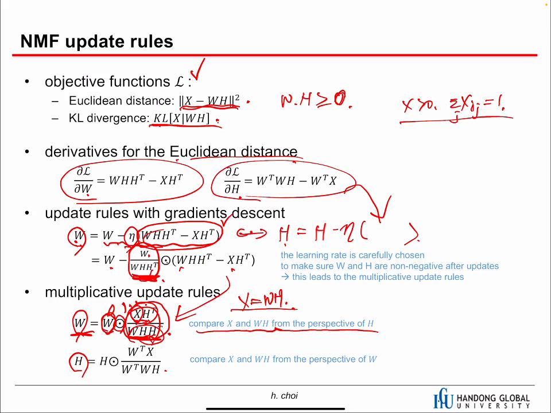In NMF, as I said, everything should be positive. So when X has some negative values, we cannot apply NMF.